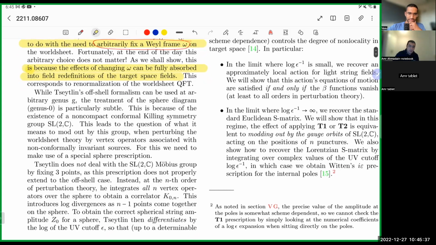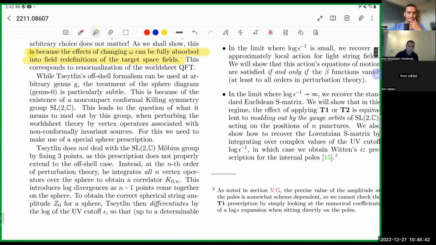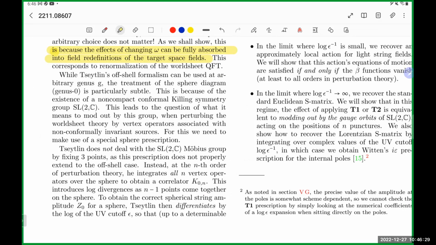And now let us talk about Arkady Tseytlin's prescription, and the log epsilon, what is epsilon, and what is log. Now, we're going to focus on genus 0, the sphere. Arkady Tseytlin's prescriptions work equally well for higher genus, but they are particularly subtle for the sphere, which is the entire focus of the paper. And the reason is, as people probably know, when you compute using the Polyakov path integral for the sphere, after you have fixed the Weyl frame and the diffeos, there is this residual conformal Killing group, SL2C, that you still have to fix, right?